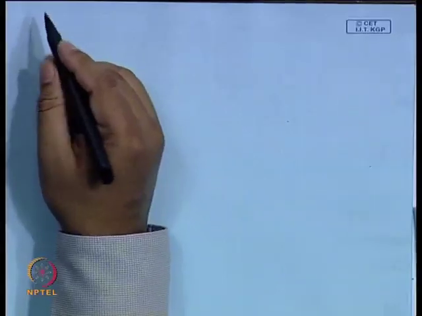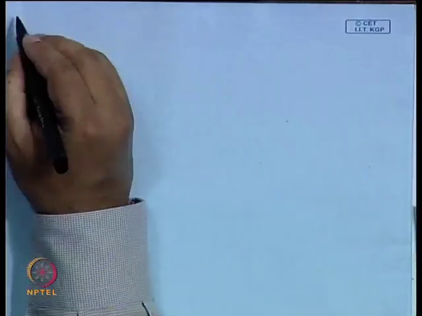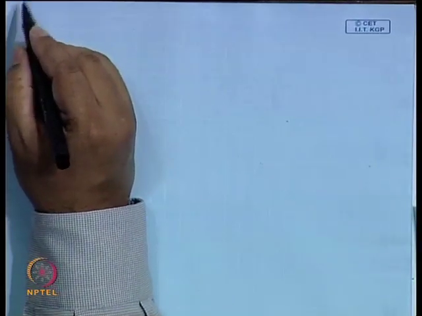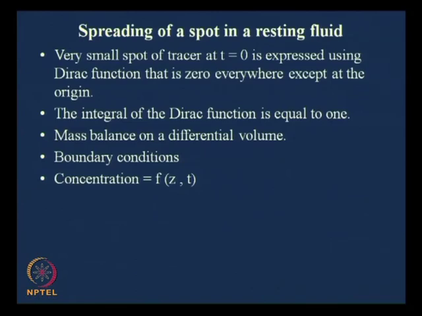The other thing that we have here, let me point out quickly that when it comes to the pressure drop, in fact, that is the next topic. So, let me quickly recap what we have done so far. One thing is we discussed spreading of a spot in a resting fluid. What we did is a very small spot of tracer at t equal to 0 is expressed using the Dirac function, that is 0 everywhere except at the origin. The integral over the entire range minus infinity to plus infinity is equal to 1.